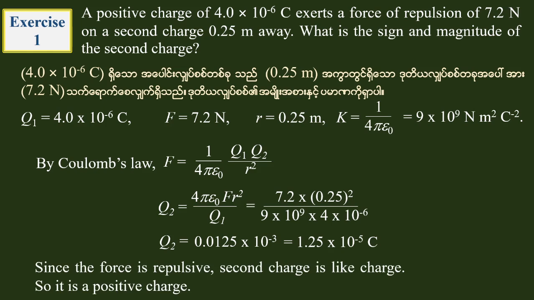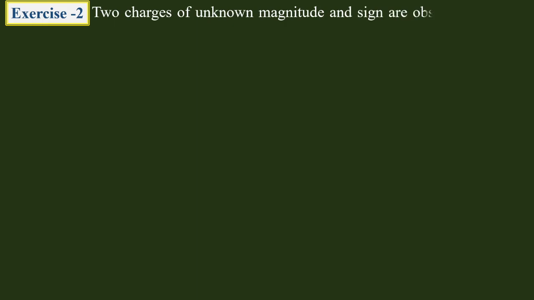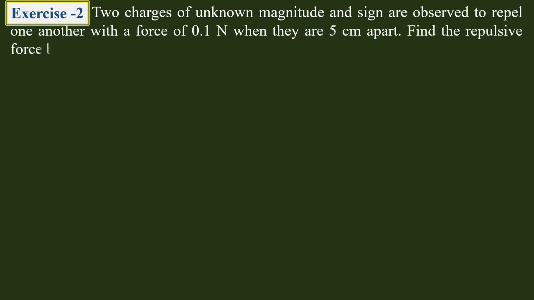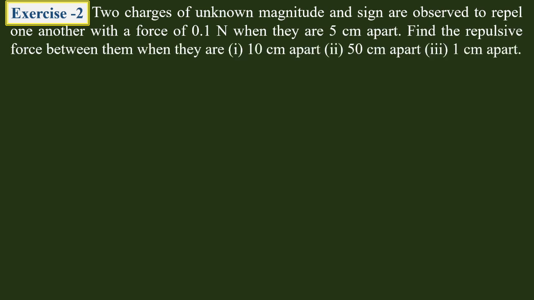Two charges of unknown magnitude and sign are observed to repel one another with a force of 0.1 newton when they are 5 centimeters apart. Find the repulsive force between them when they are (1) 10 centimeters apart, (2) 50 centimeters apart, and (3) 1 centimeter apart.